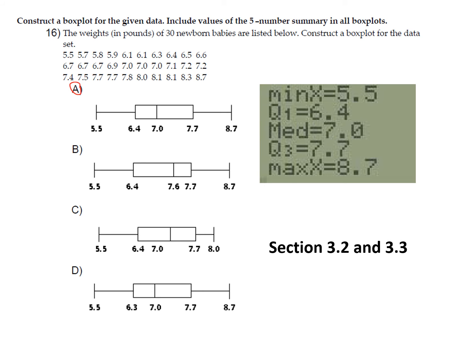And here it is done out. This came from section 3.2/3.3, where I put all the numbers into a list with the stat calculate, and the calculator gives me my 5 numbers. Not that I needed to know the smallest and the biggest, but I needed the other 3: Q1, Q2, the median, and Q3.